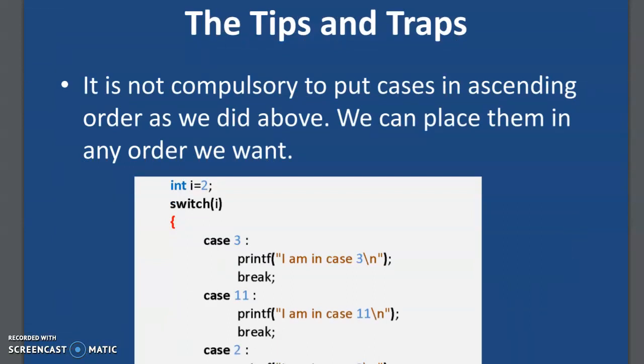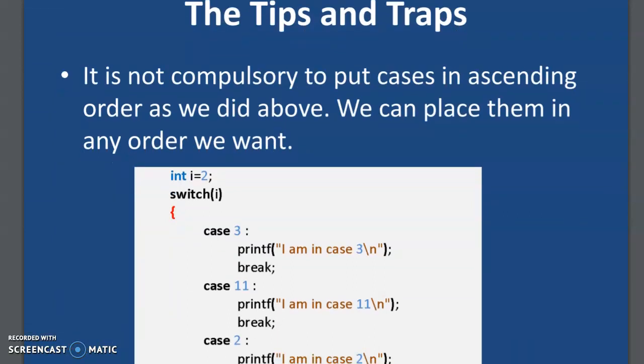Now there are certain things we have to keep track of when we are using switch. The tips and the traps. It is not compulsory to put cases in ascending order as we did above. Like you saw in the previous examples that I had taken, I had written case 1, case 2, case 3. So it is not mandatory when you are using the switch case to write those cases in sequential order. You can, like done in the given example, straight away write case 3, case 11, case 2. So any order of those integer values you can keep.